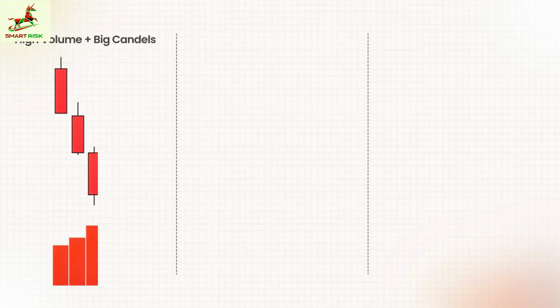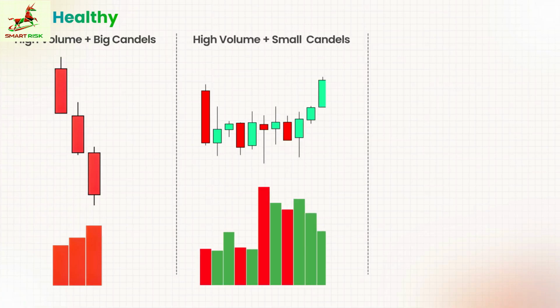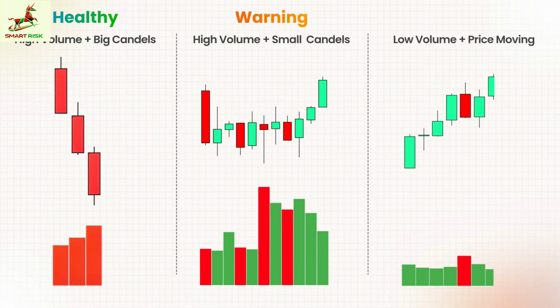First, high volume with a big candle means it's a healthy, genuine move that you can trust. Second, high volume with a small candle means absorption is happening, which is a warning signal that a reversal could come at any moment. Third, low volume while price keeps moving in one direction means the opposite side is completely absent. This kind of move lacks conviction, so you should be very careful about entering trades in either direction here.